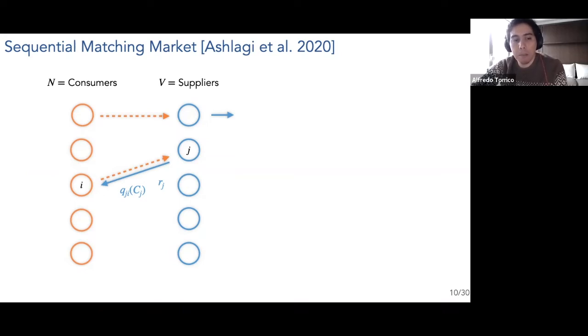So a match is going to happen if a consumer i and a supplier j sequentially select each other. In that case, the platform gets a revenue Rj.